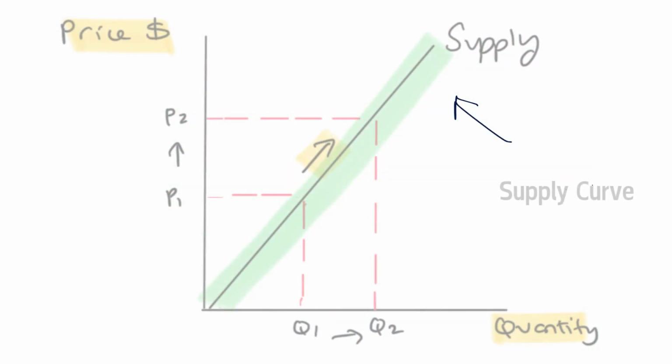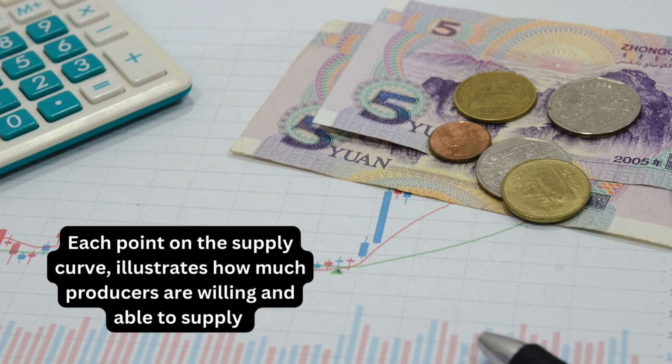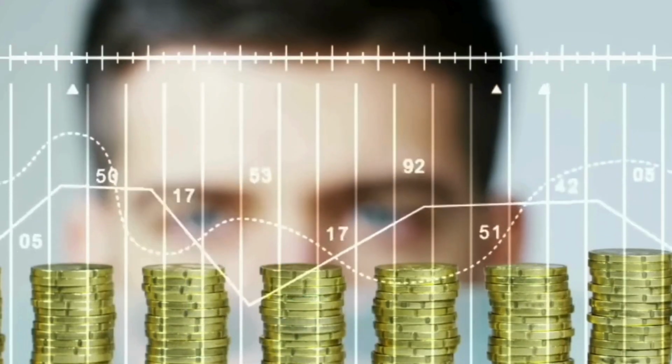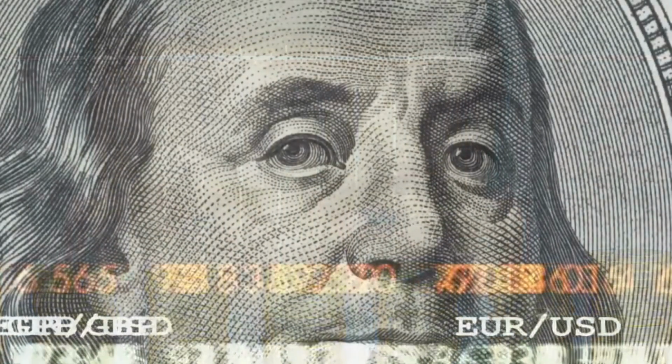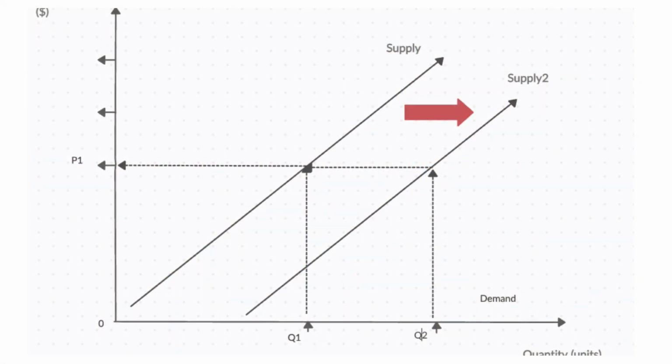Supply is illustrated on a graph called the supply curve. It's usually upward sloping, indicating this direct, positive relationship between price and quantity supplied. Each point on this curve represents how much producers are willing and able to supply at a given price. In a market, the supply curve we see is the sum of all individual producers' supply curves for a particular good or service. So if more producers enter the market, the supply curve shifts.